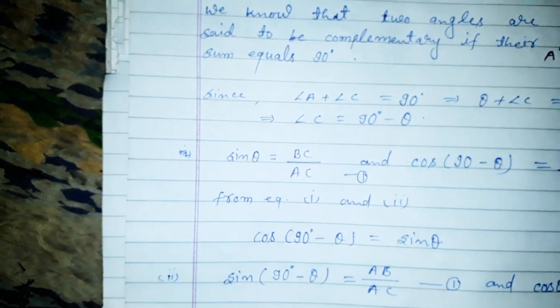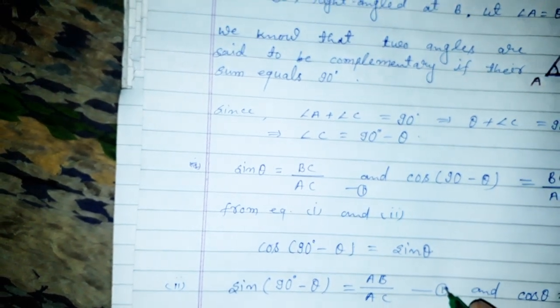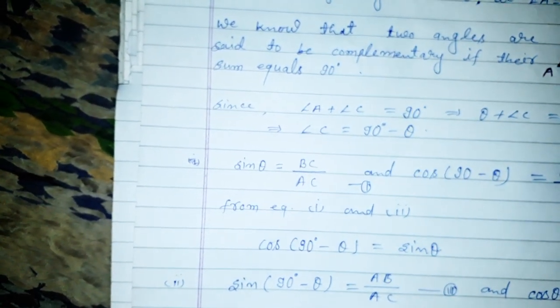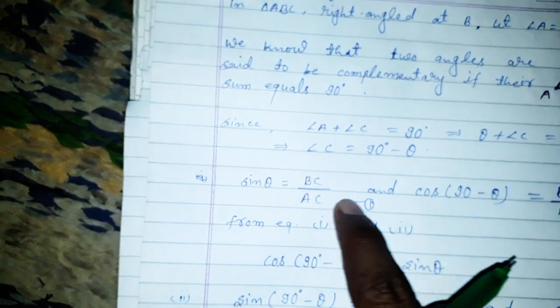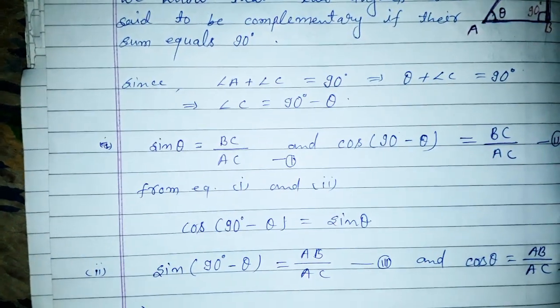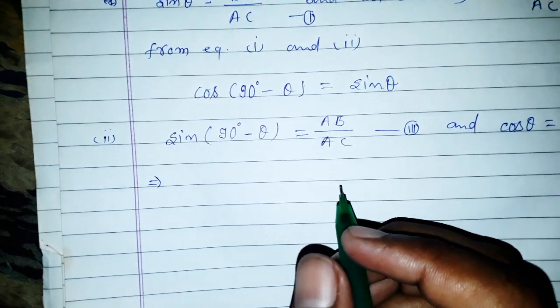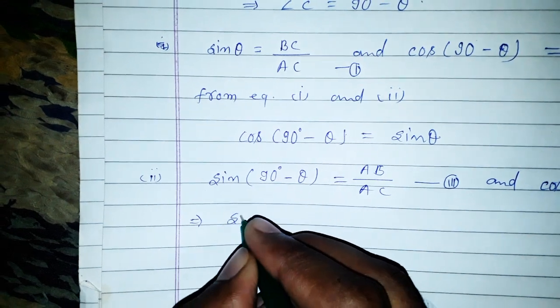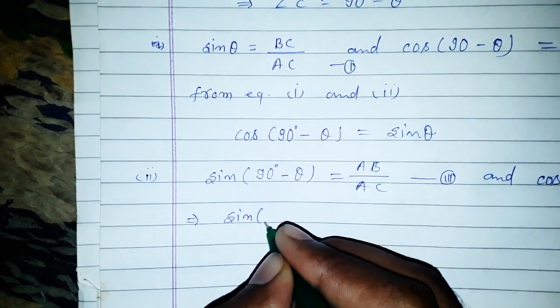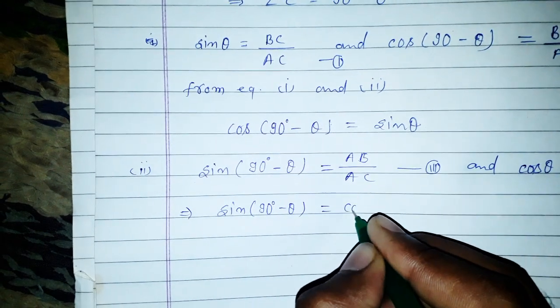So this is the third equation and this is the fourth, along with the first and second. That means sin 90 minus theta is equal to cos theta.